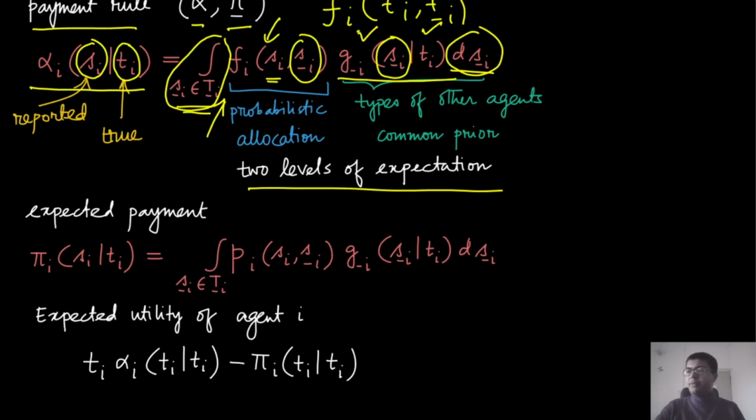The expected payment is again similarly given by this pi i of small si given ti. That is going to be the payment. The original payment, if it knew its type and the others' types were also known, would have been the payment. But because we are in the Bayesian setting and player i does not have the information about s minus i, it computes this expected payment, which is also given by the same expectation. So this is an expectation over the original payment.